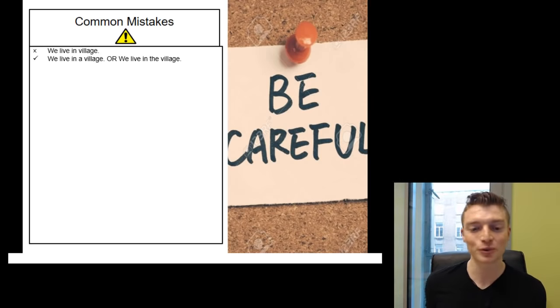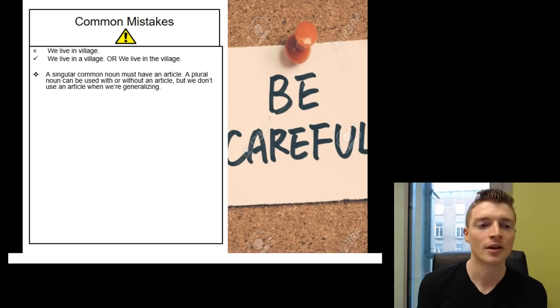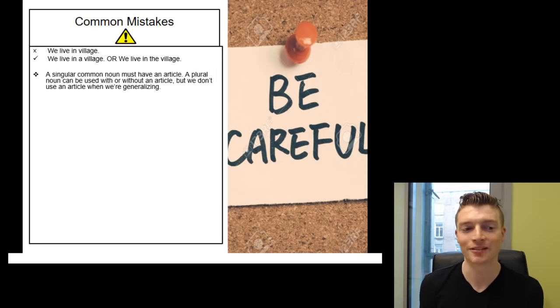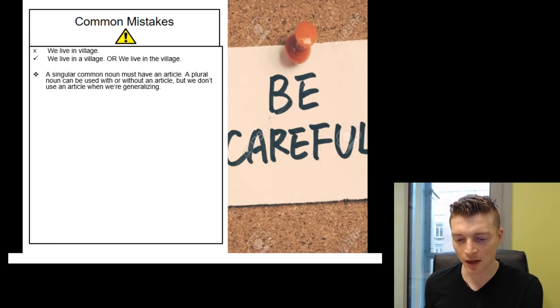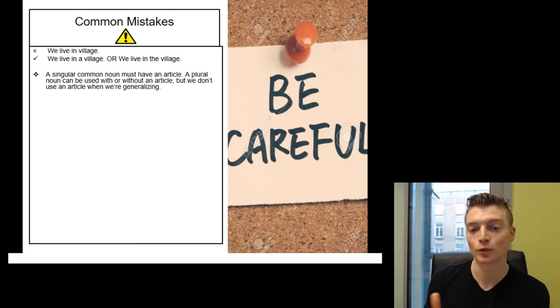If we're being specific, we could also say we live in the village. So a singular common noun must have an article. And remember, a plural noun can be used with or without an article. It depends if we're speaking in general or being specific. I love reading books, general. Books, plural, no article. However, I love reading the books written by Stephen King. Now I'm being specific, I'm talking about the books written by Stephen King. Plural noun, using an article to be specific.